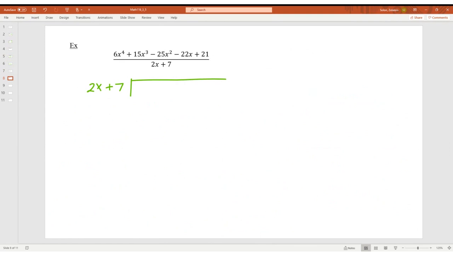Okay, now we put the 6x to the power of 4 plus 15x cubed minus 25x squared. We are not missing any term. Minus 22x. So this is in standard form. You see here, plus 21. So we don't have to rearrange anything. We don't have to add zeros because it is in decreasing order and all the terms are present. Now, these are the factors we are looking for.